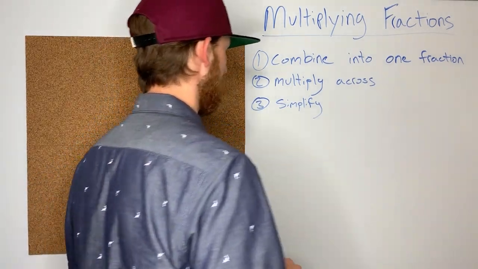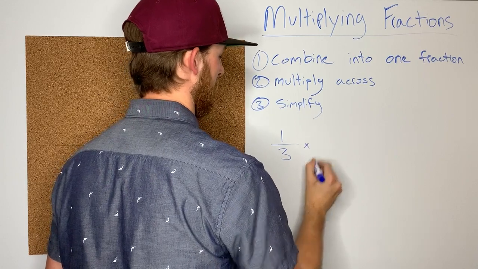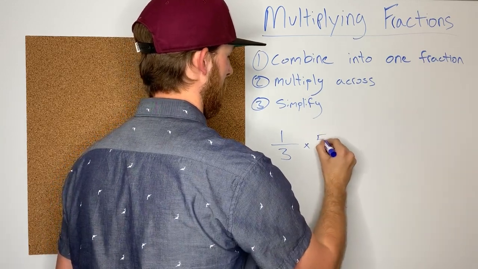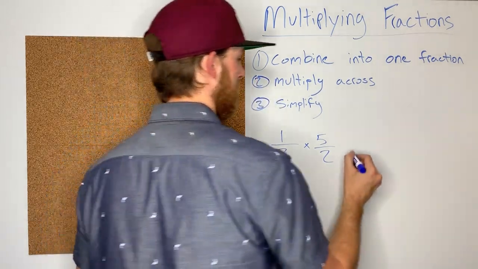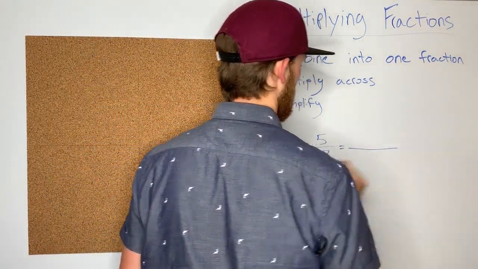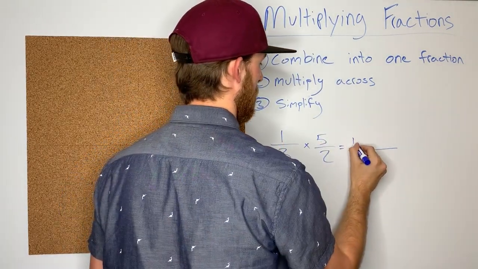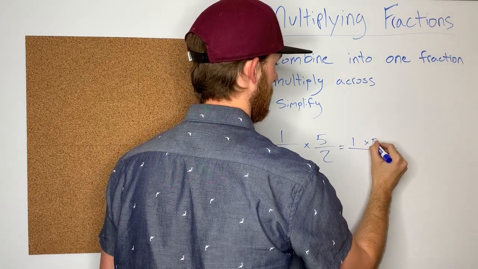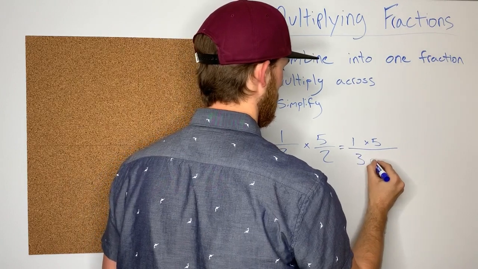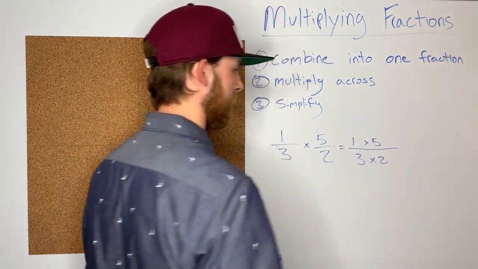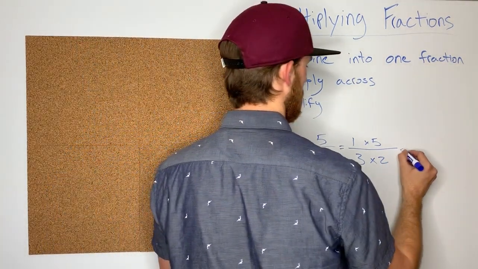So let's go ahead and use 1/3. We'll just do this nice easy example first, times 5/2. So first step is combine into one fraction. So we just put one line out here, and we're going to combine the numerators. So 1 times 5, and we're going to combine the denominators. So 3 times 2. Next step, step 2, multiply across.